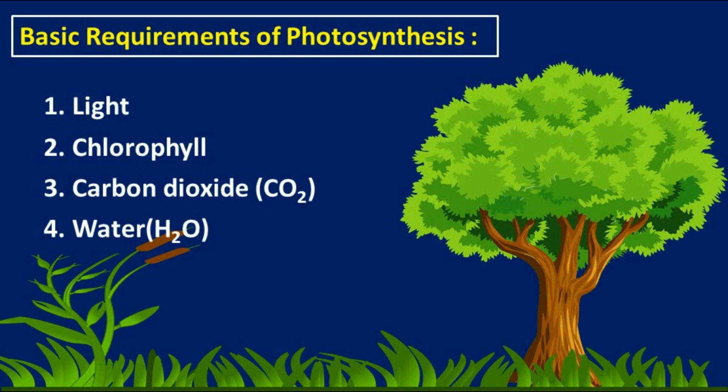Carbon dioxide present in the atmosphere is absorbed by the stomata present on the leaf surface, and water is absorbed by the root. So these are the four important factors required for the photosynthesis process. These four factors are known as the basic requirements of photosynthesis.